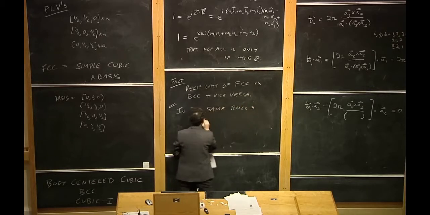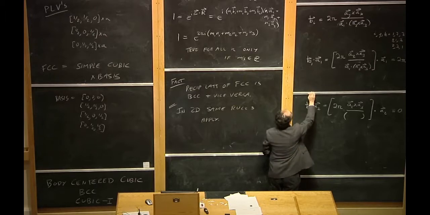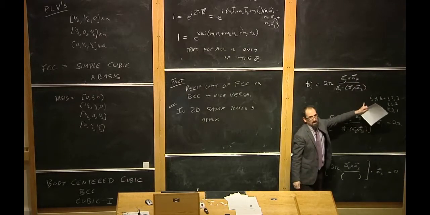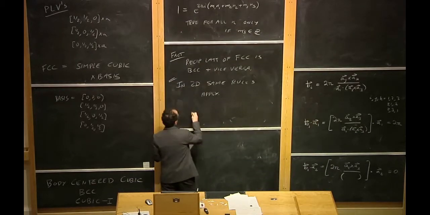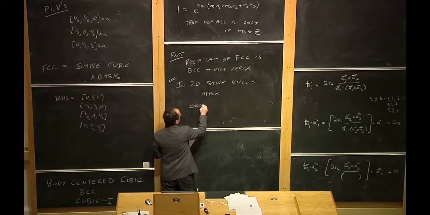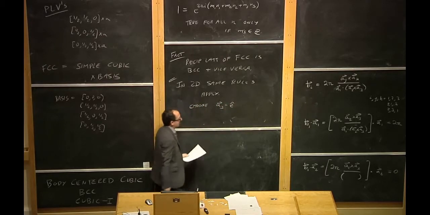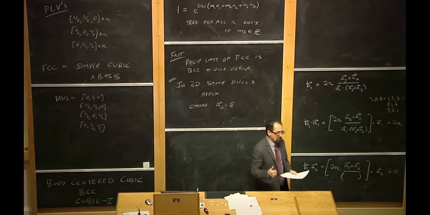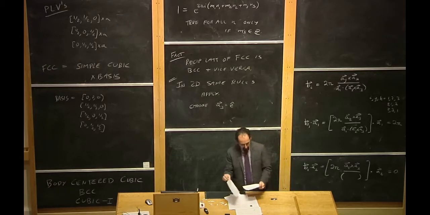But you might wonder, how do you handle this formula in 2D because I only have 2 vectors, not 3? Well, the way you handle that formula is just choose a3 equals z hat, a vector pointing out of the plane. In other words, if you live in 2D, you imagine there's a normal to a plane, and you treat that as your third primitive lattice vector, and you go from there, and you're in business.